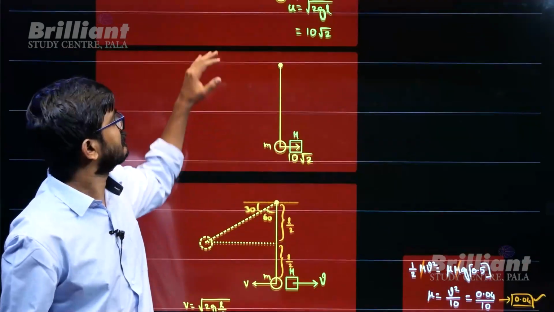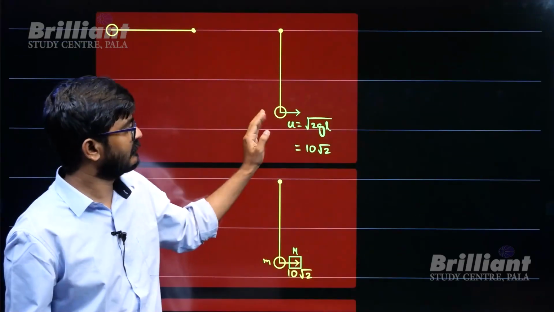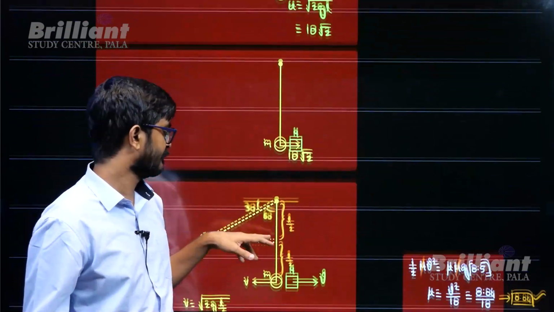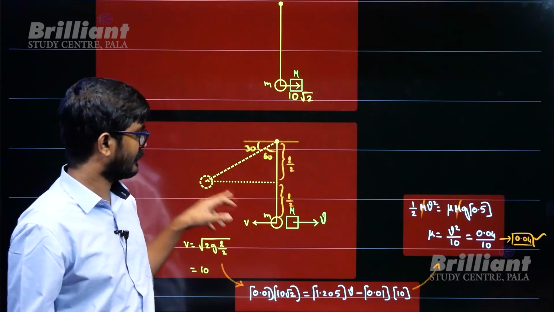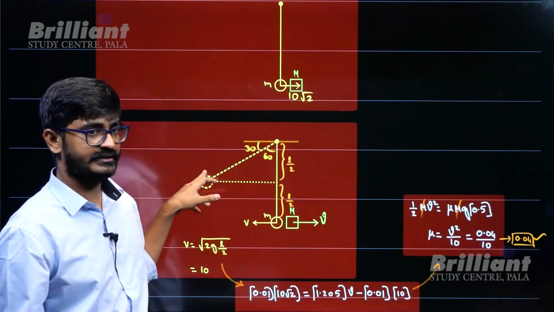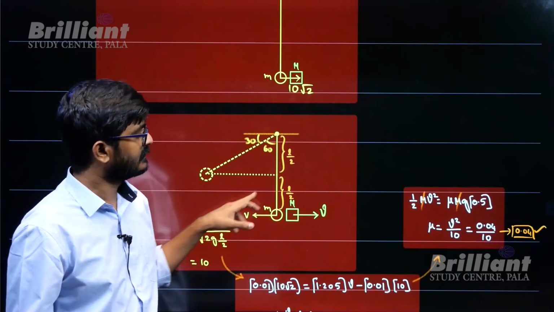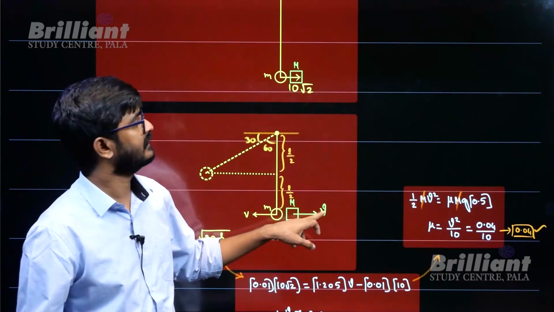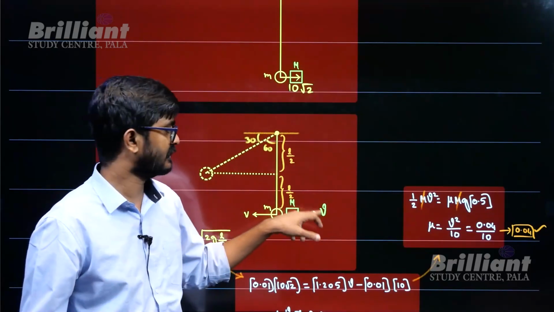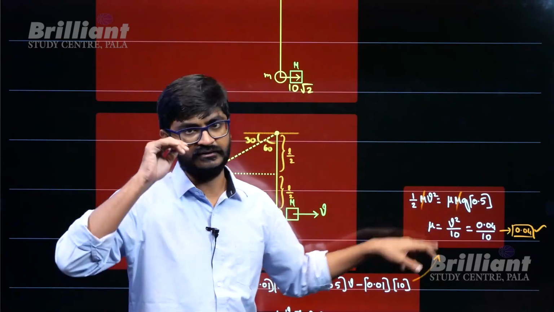So what's happening? When it is coming down with a speed 10 root 2, after hitting, I can calculate what this speed is, because I know till what distance it is traveling. I have calculated this speed. Therefore I need to calculate this speed. In order to calculate this speed, I use momentum conservation. Once I know this speed, then I can calculate the mu value.